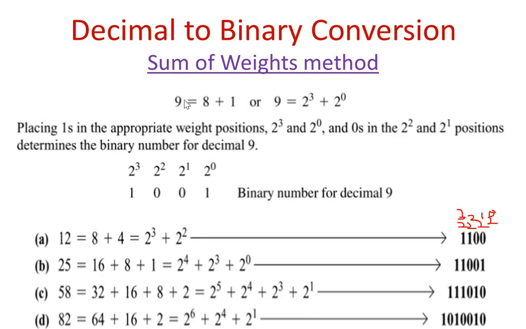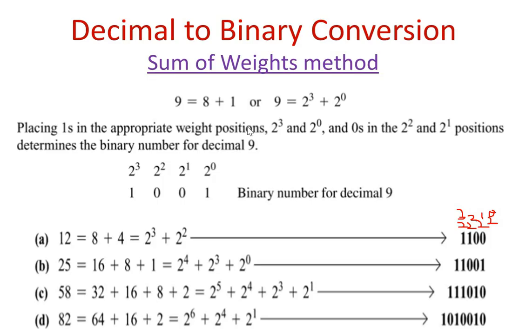Let us consider this decimal number 9. First, we have to represent this 9 in terms of powers of 2. So, we can write 9 as 8 plus 1. 8 is 2 power 3 and 1 is 2 power 0. Now in the next step, we have to write the powers of 2 in increasing order from right to left: 2 power 0, 2 power 1, 2 power 2 and 2 power 3.